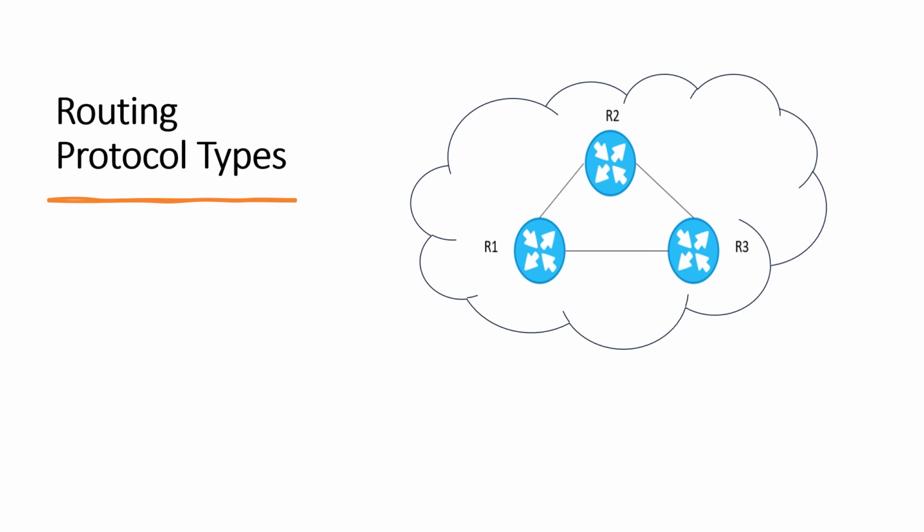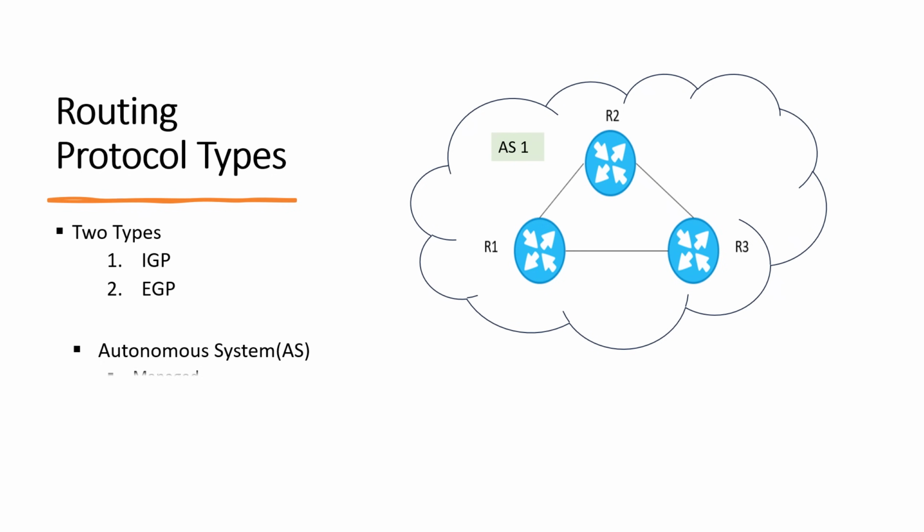There are two types of routing protocol. You can say they're categorized into two types. One is IGP, another one is EGP. Before we understand the differences between IGP and EGP, we need to understand an important term, that is autonomous system, or AS.